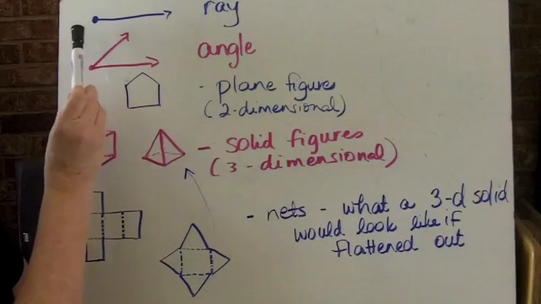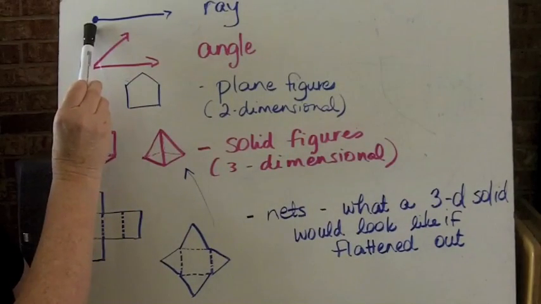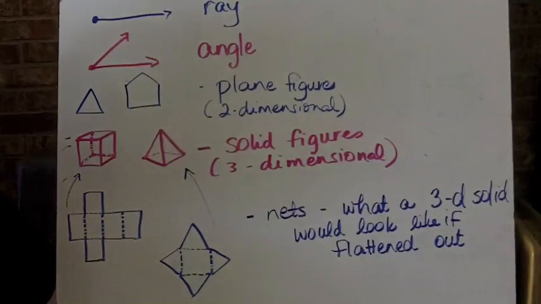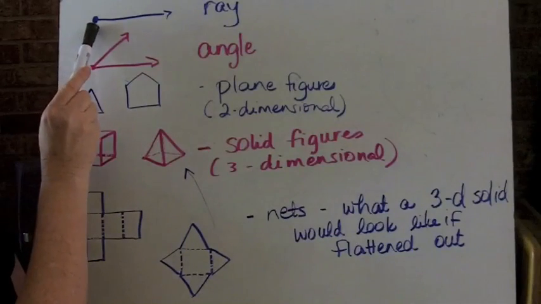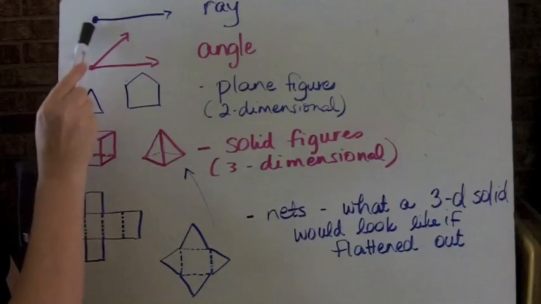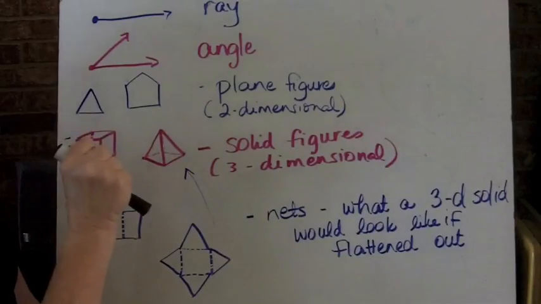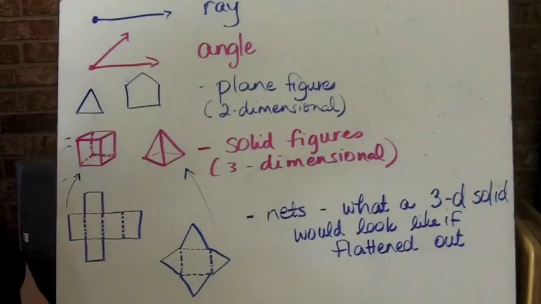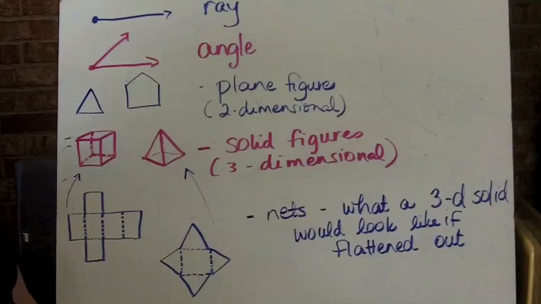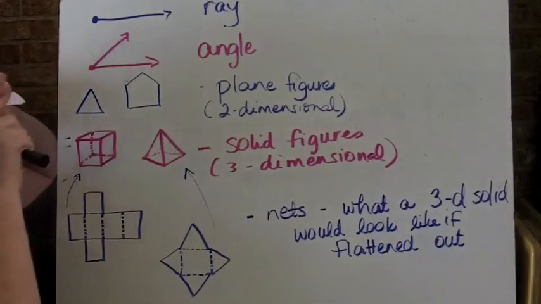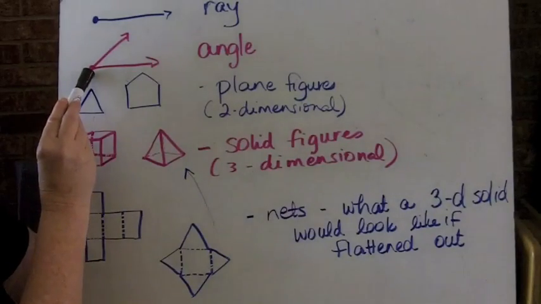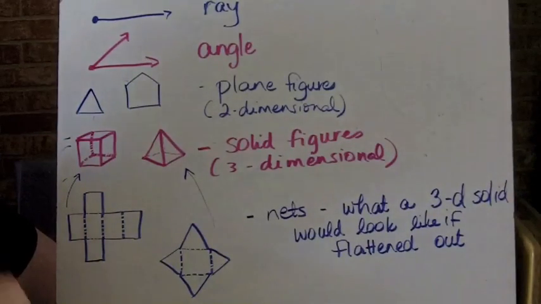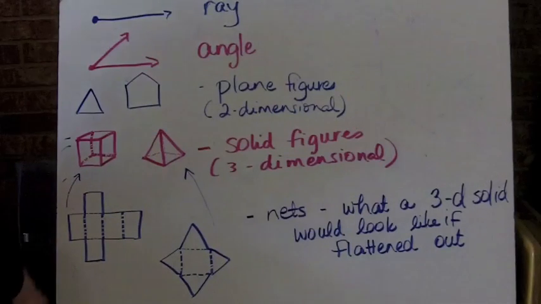A ray is a closed line on one end that extends indefinitely in any direction out. You usually see a solid end dot here at the end, so you know that it's closed there, but it extends on out. That's a ray. When you combine two rays at an endpoint, it becomes an angle. So again, you can see the point here where the circle is, that is the meeting point of that angle.